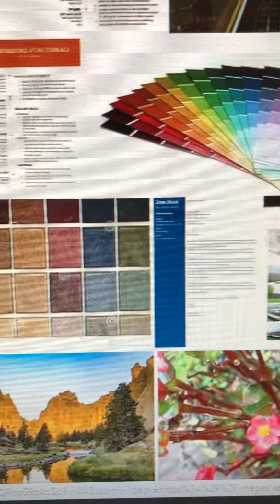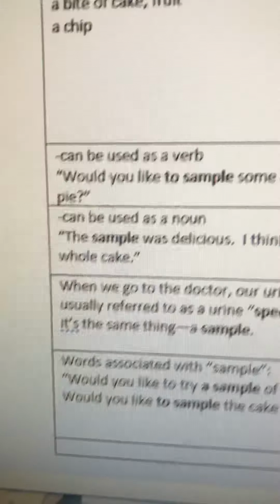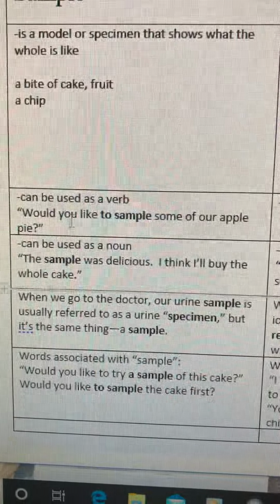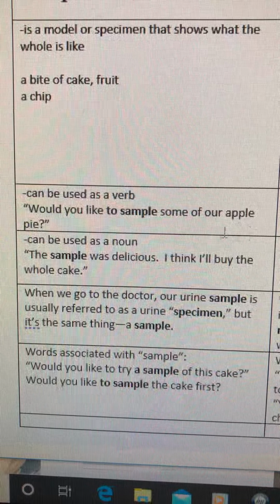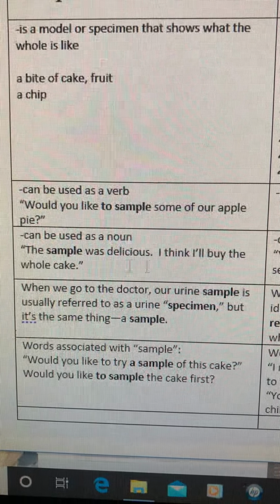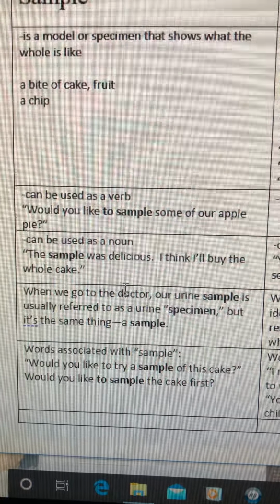Okay, now let's go back to our comparison. Sample can be used as a verb. Would you like to sample some of our apple pie? It can also be used as a noun. The sample was delicious. I think I'll buy the whole cake.